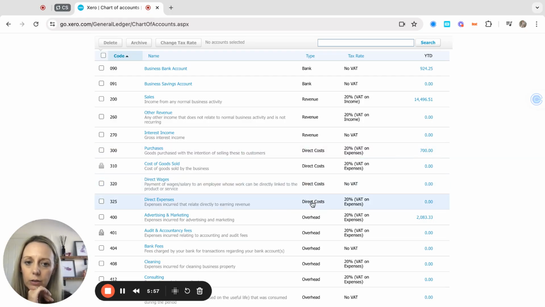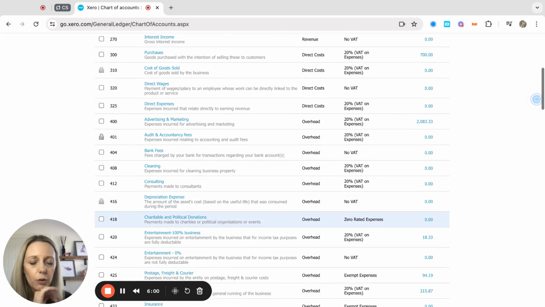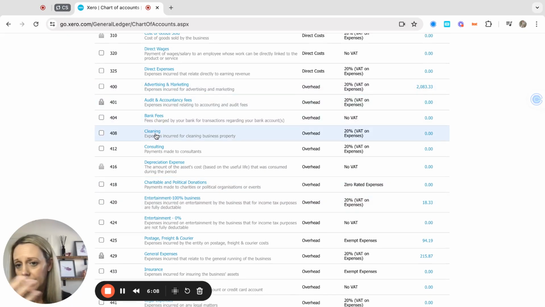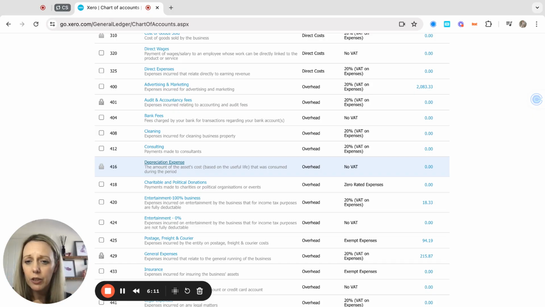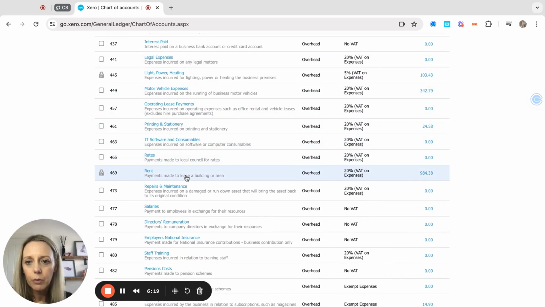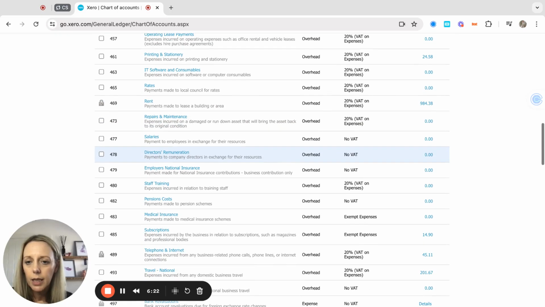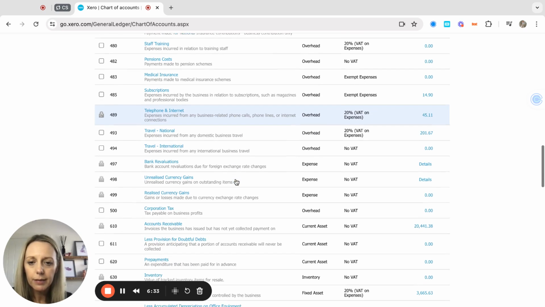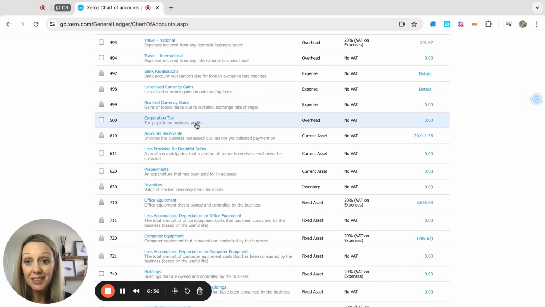So they're all direct costs, and then you've got your overheads or expenses. You can call them either or. Some of these are physical costs, like advertising, accounts, bank fees, cleaning, so on. Some of them are paper costs, like depreciation. 99.9% of these will be physical costs. But yeah, you can go through it and see what they all are. All of the standard ones are in here that you'd expect to see. And you can add them and everything as well, which I'll show you in a second. So you've got all the overheads and expenses there, including your corporation tax.